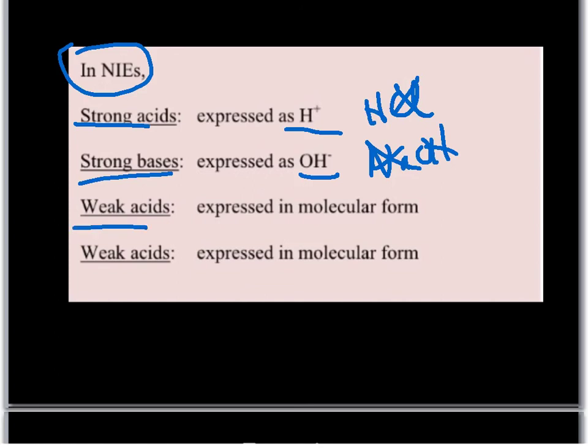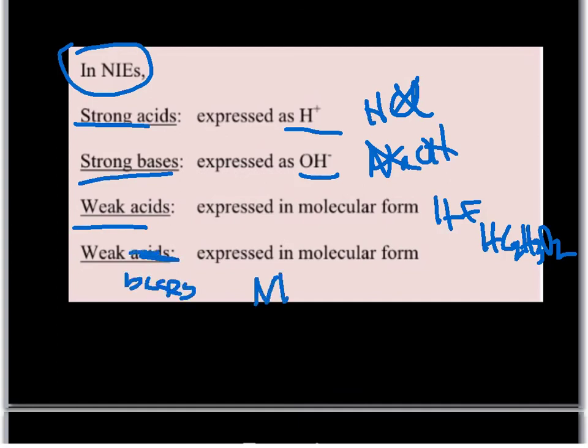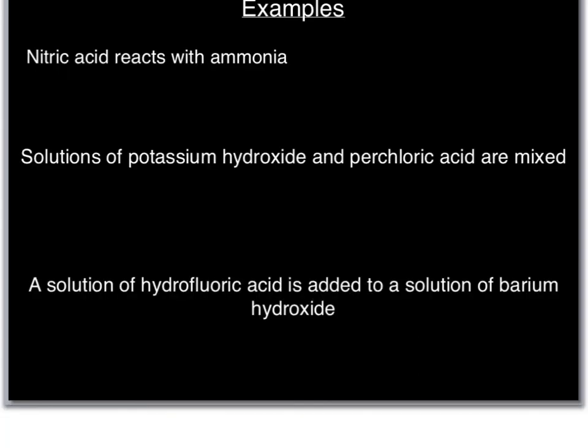Weak acids, we just write them in their molecular form because they don't ionize very well. Hydrofluoric is written like that. Acetic is written like that. Weak bases, they're expressed in their molecular form. So that's NH3, you just write it like that. Here's another weak base, methylamine. It's just written like that. So weak bases and weak acids are written however their formula is.